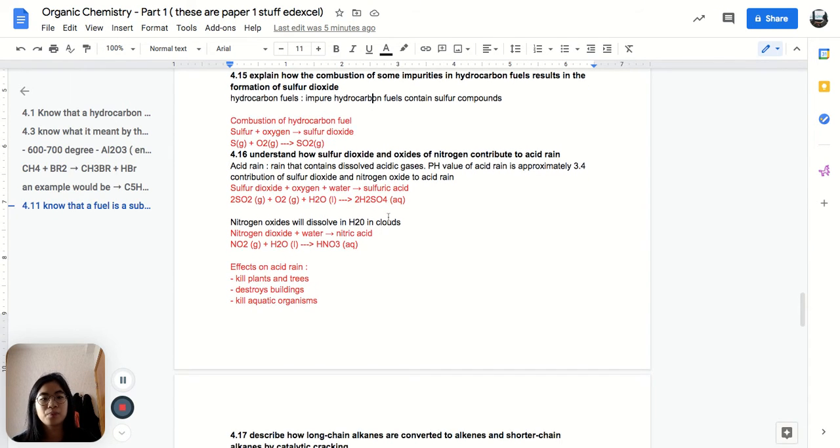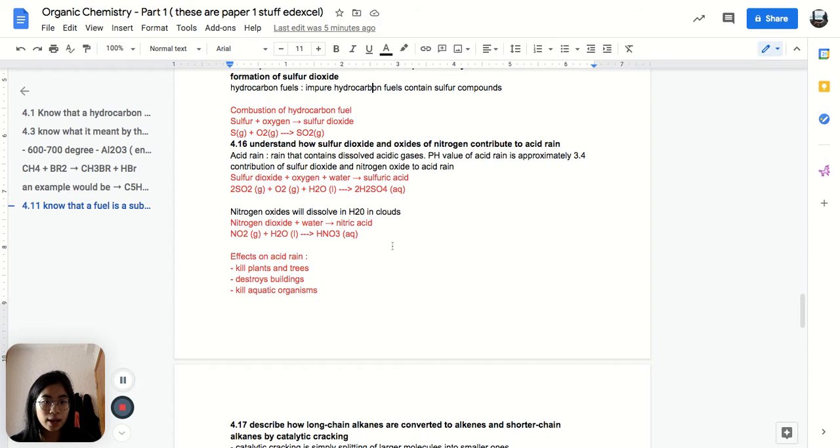Okay, so 4.16, understand how sulfur dioxide and oxides of nitrogen contribute to acid rain. Okay, so acid rain, you probably have learned that in the acid alkali topic, but acid rain is rain that contains dissolved acidic gases. pH value of acid rain is approximately 3.4. Guys, of course, the rain that you're having weekly, monthly, is not acid rain. Okay, guys, acid rain is so dangerous. It literally damages so many things.